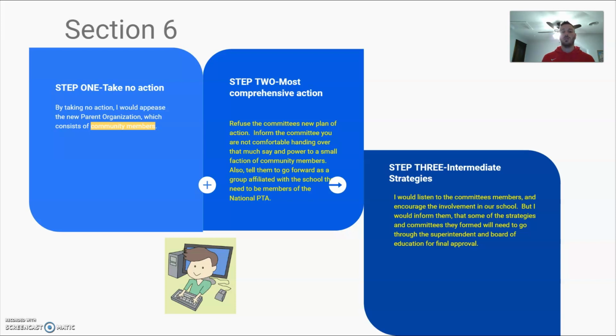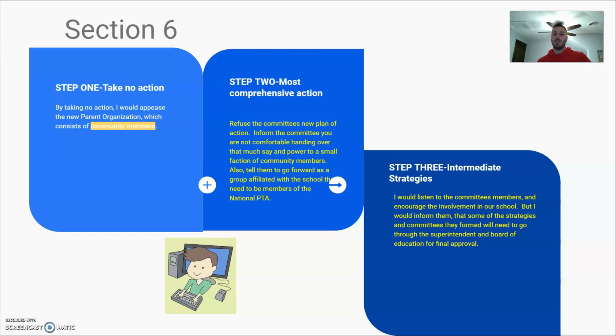Section 6. So step 1 would be take no action. By taking no action, I would appease this parent organization, and they would, I guess, feel empowered and trust me. They said they wanted their support of the administration. They would feel like they were getting that support from me if I did nothing. Step 2, most comprehensive action.